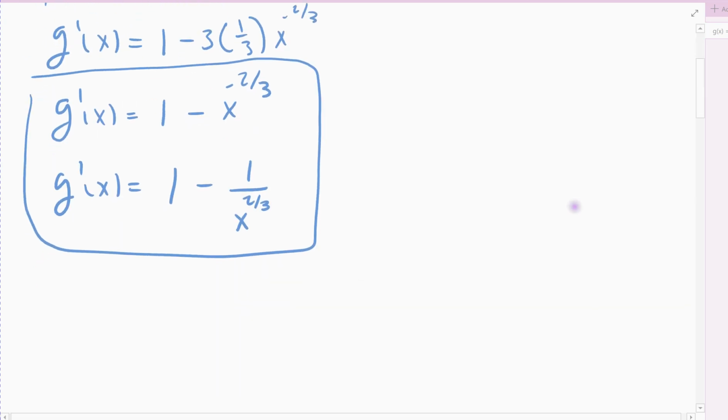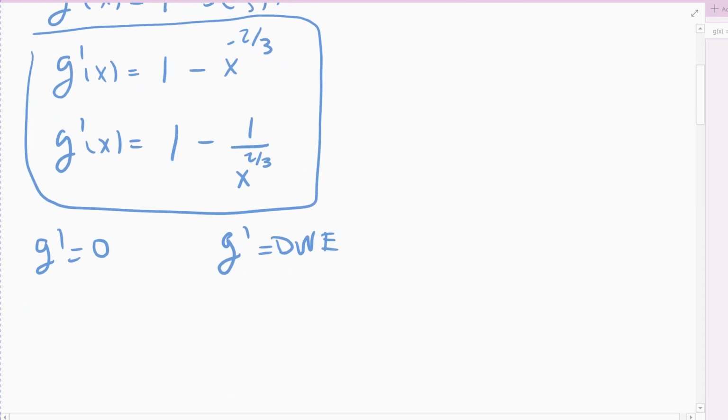So remember what the critical values are. Critical values are when my derivative is 0 or my derivative does not exist. And I actually will have both cases. The 0 case is the hard case. The does not exist is the easier case, but it's only easy if you remember what that negative exponent means.